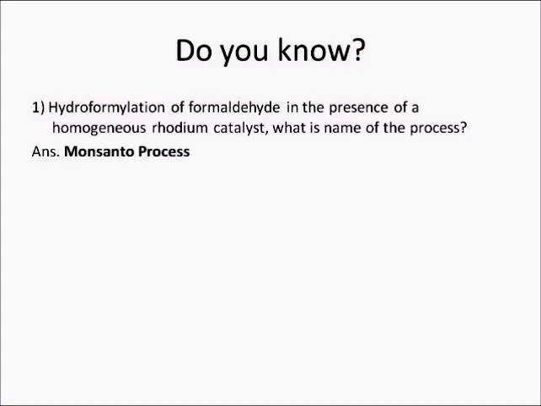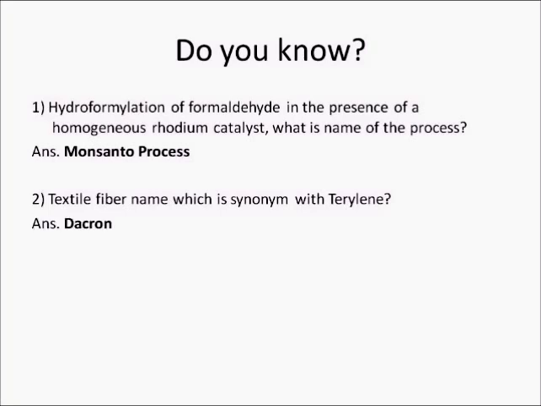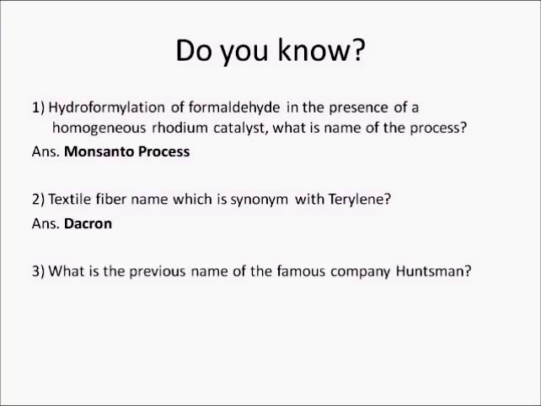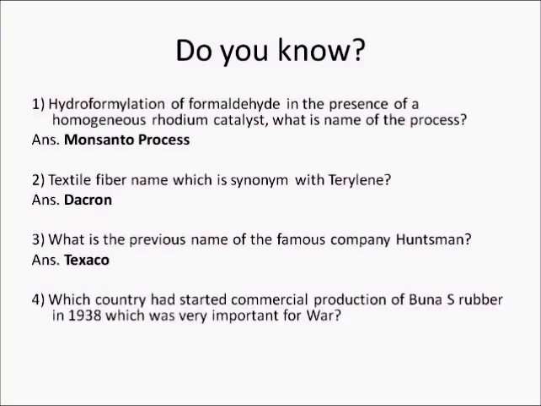It is Monsanto process. Did you know this? Textile fiber name which is synonym with terylene is... It's Dacron. What is the previous name of the famous company Huntsman? Huntsman was previously called as Texaco.